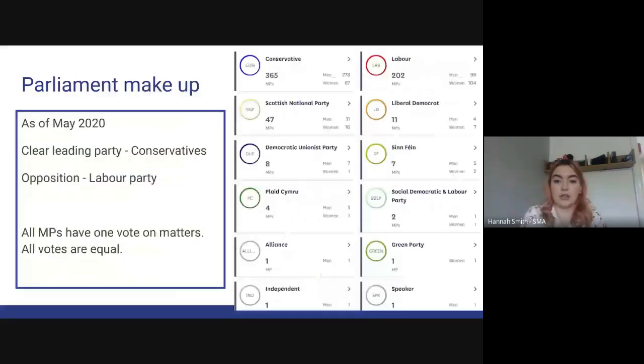This is it. You can pause the screen if you need to. You've also got this on slides. You will see that the Conservative Party, which is led by Boris Johnson, has a majority. A majority government is one where they have over half of the members of Parliament in their party.